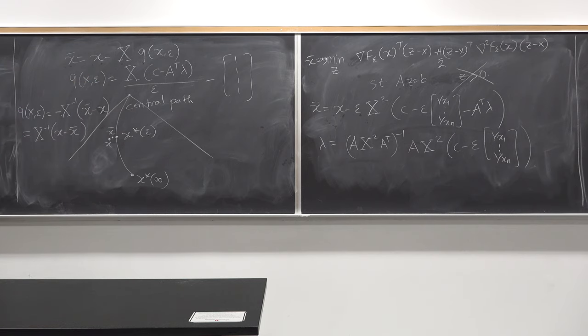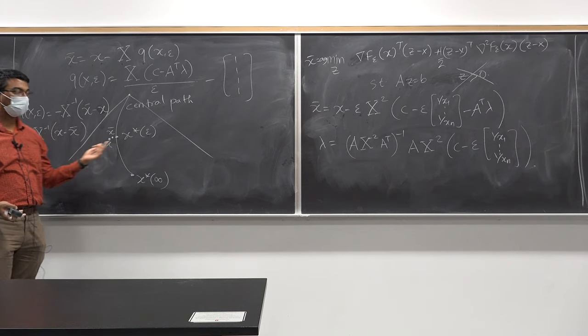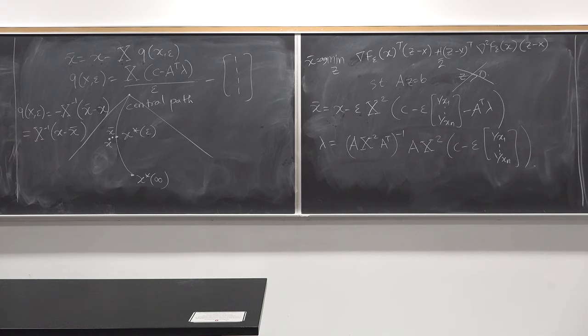When do we have that x bar and x are close to each other, which means that successive Newton iterates are close to each other? When would that happen? When you are very close to the central path, that's exactly what would happen. So now, how difficult is it to compute this vector? Not difficult at all. You have to compute x bar. You know x already. You know capital X, which is diagonal of X, this vector X.